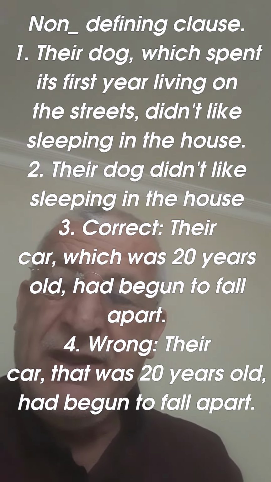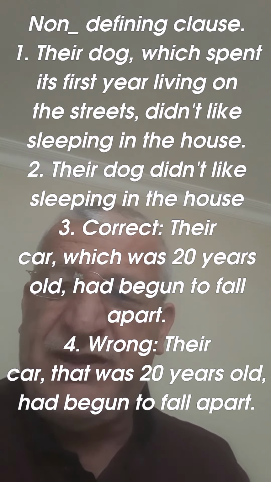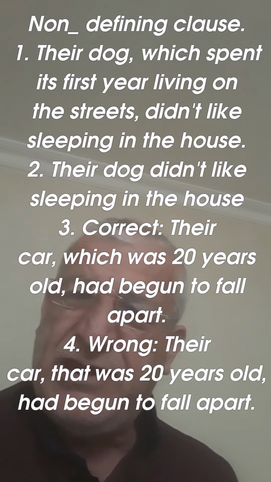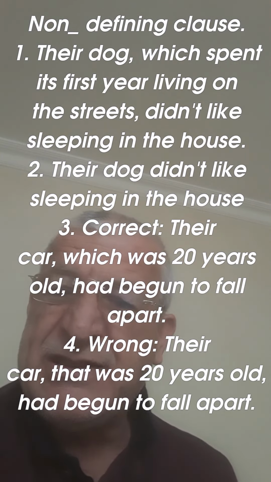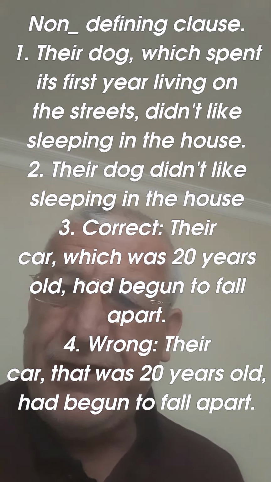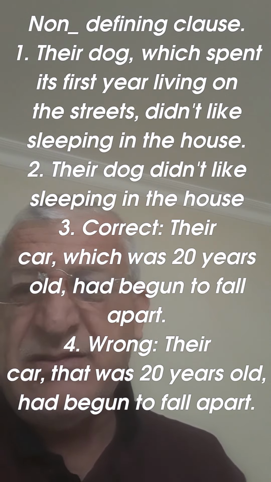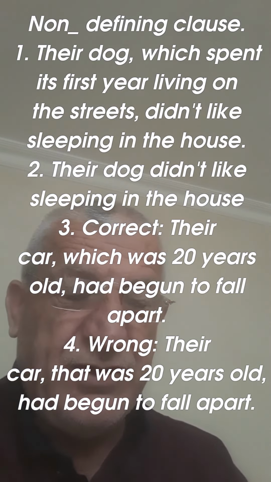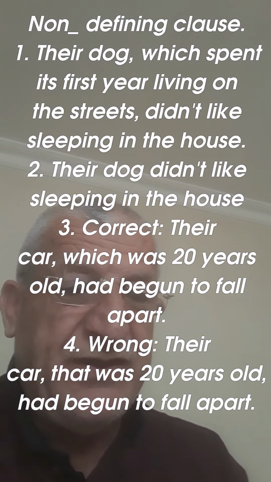Number one, this clause can be omitted and the meaning of the sentence is not affected badly. It means we can delete the clause, but the meaning of the sentence still remains not affected. For instance, we can say, "The dog didn't like sleeping in the house," and it is a full sentence and it can stand alone to give full meaning. We have omitted which spent its first year living on the street.